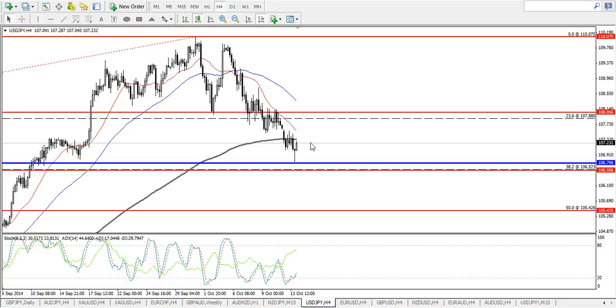The reason for the rebound is probably a take profit level where most of the short traders took profit. So this is probably why we see a rebound.